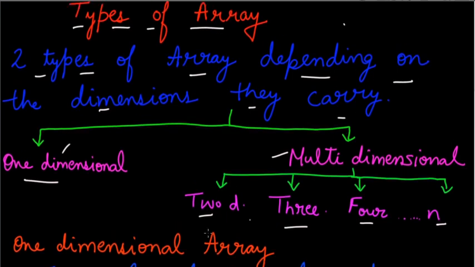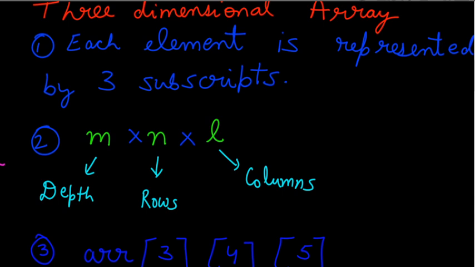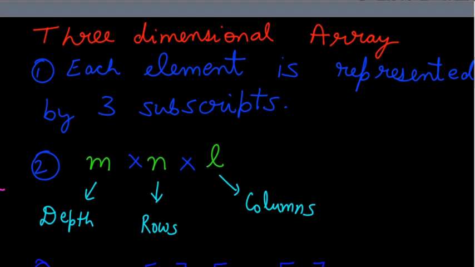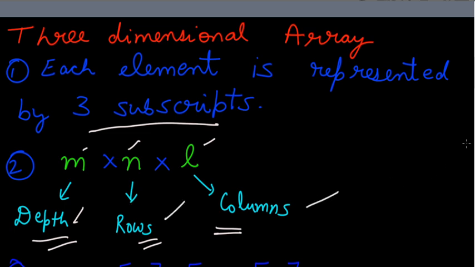Now we will do three-dimensional array. So what is a three-dimensional array? Each element is represented by three subscripts, m cross n cross l, where m is the depth, n is the rows, l is the columns. Whereas in one dimensional we only have the columns, in two dimensional we have rows and columns, and in three dimensional we have depth, rows and columns.